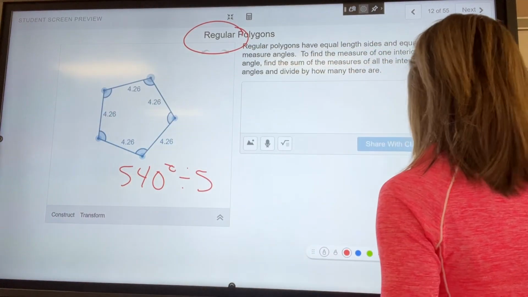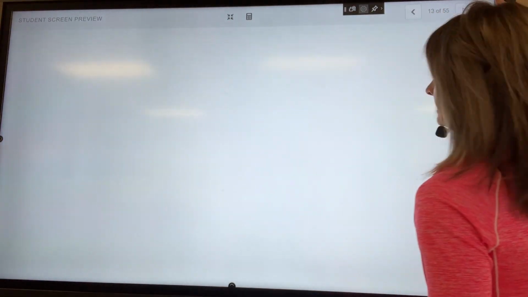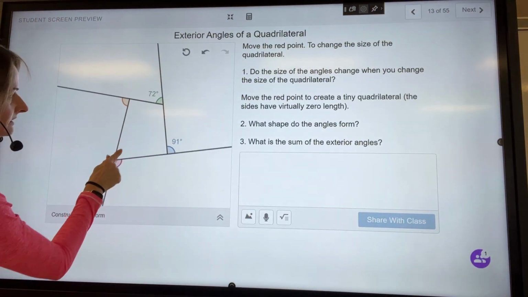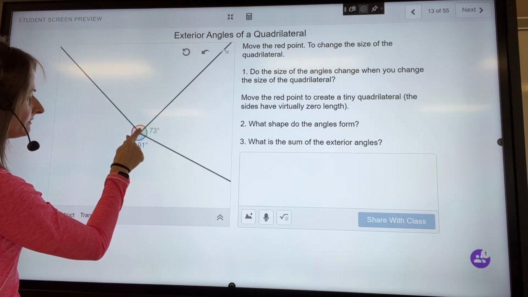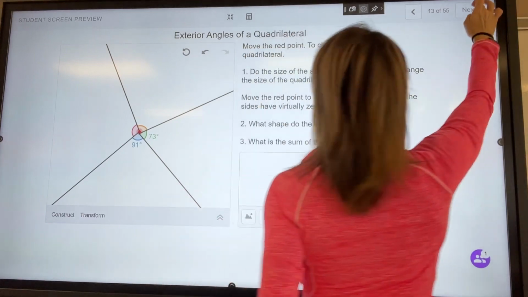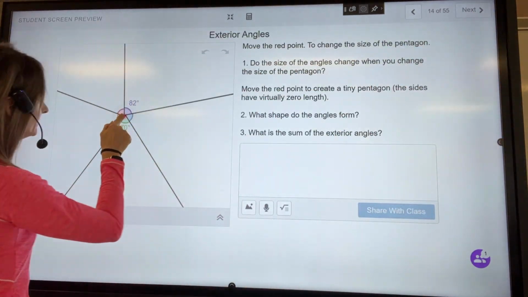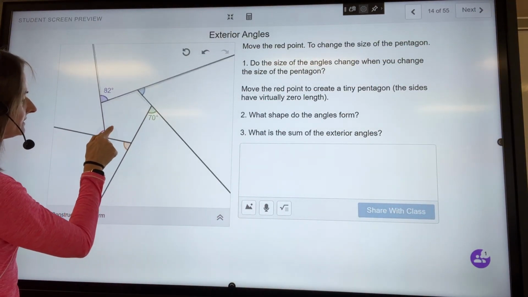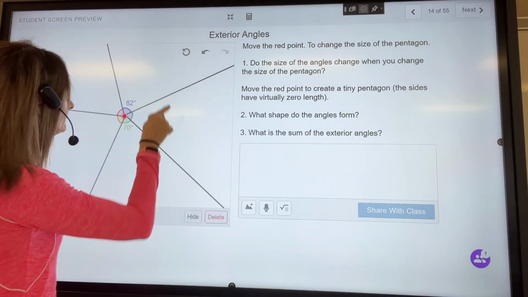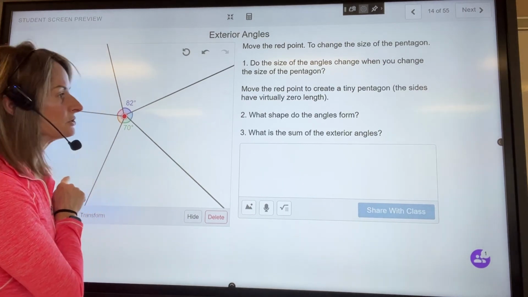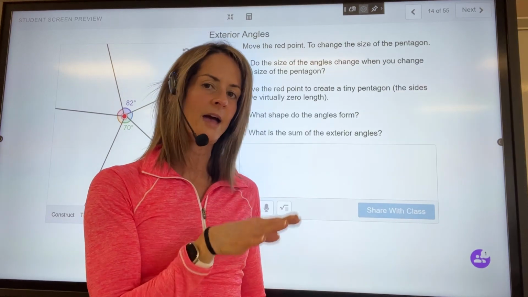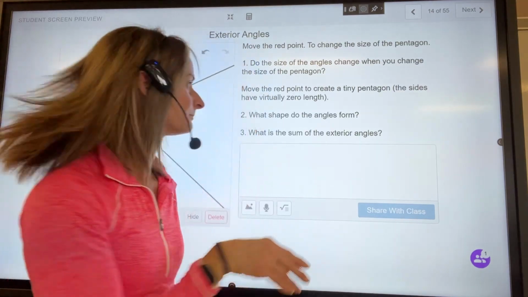Now, let's move on to exterior angles. This was a quadrilateral. You can see the exterior angles of any polygon add up to 360 to create a circle. The next one is a pentagon, but notice, different number of sides, but the exterior angles still add up to 360 degrees because there are 360 degrees in any circle. So you don't have to worry about the number of sides whenever you get a polygon. If you need to know the sum of the exterior angles, it's just going to be 360.